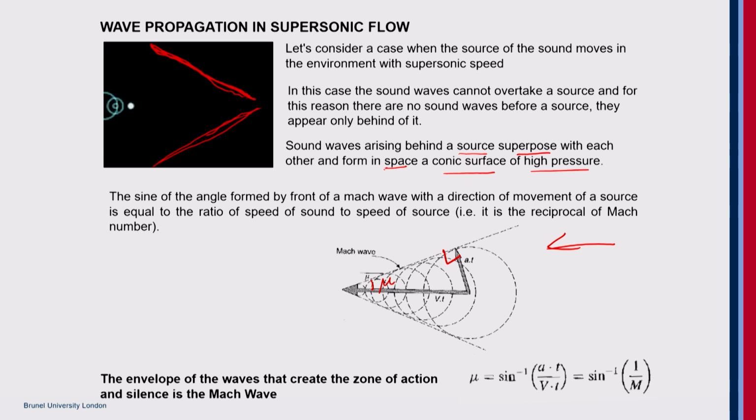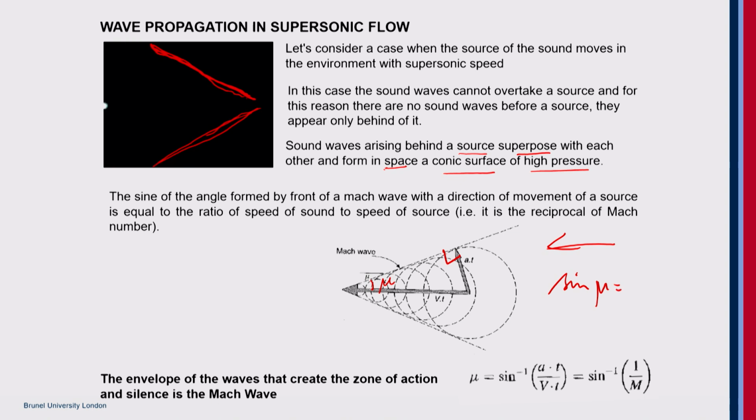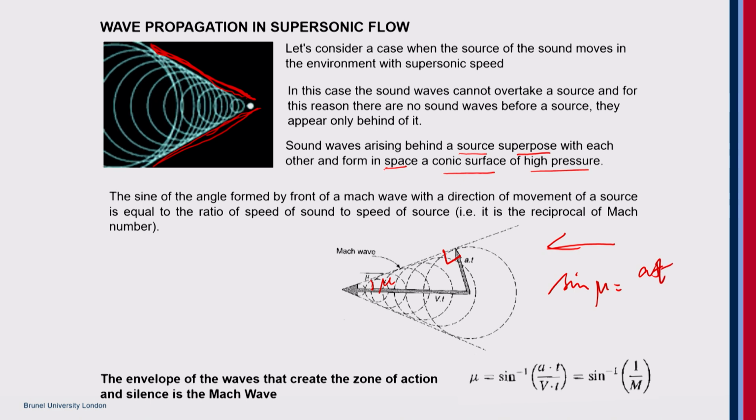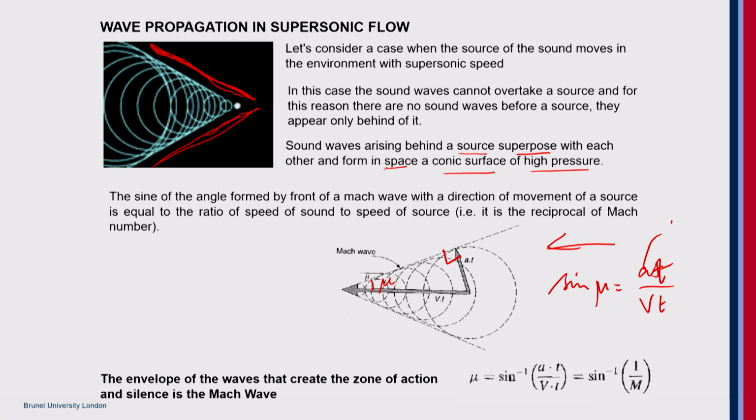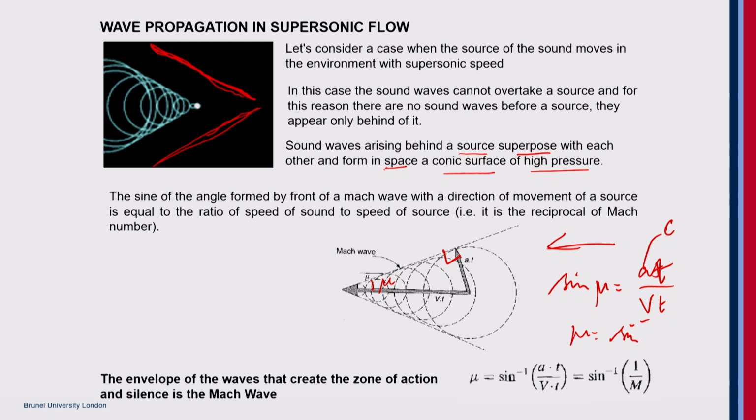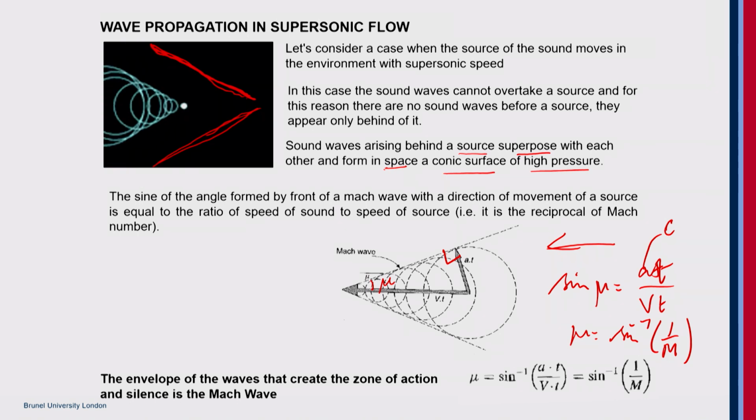The sine of this Mach wave angle mu is the opposite side, a t, divided by the hypotenuse, V t. Here a is equivalent to the speed of sound, and V is the velocity we are considering. So mu is equal to sine inverse of 1 by M, where M is the Mach number at which the flow is traveling.